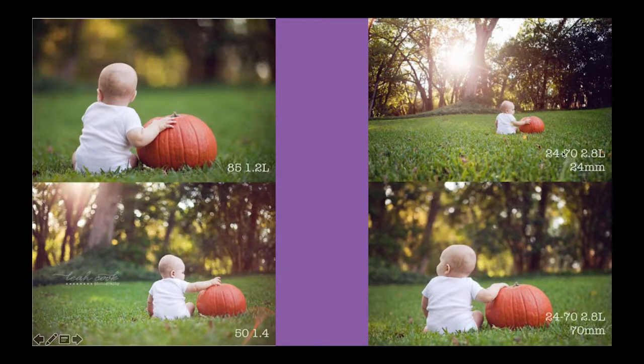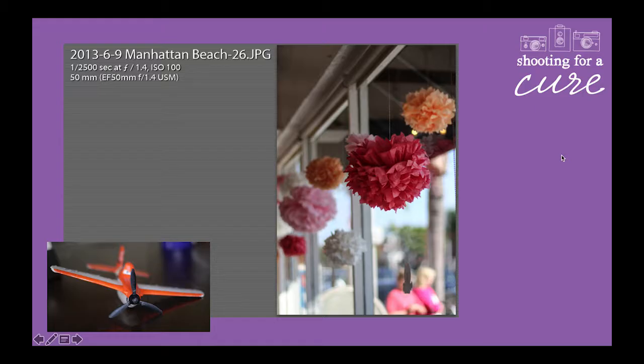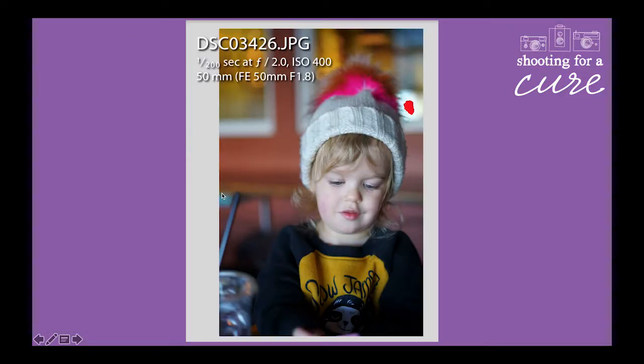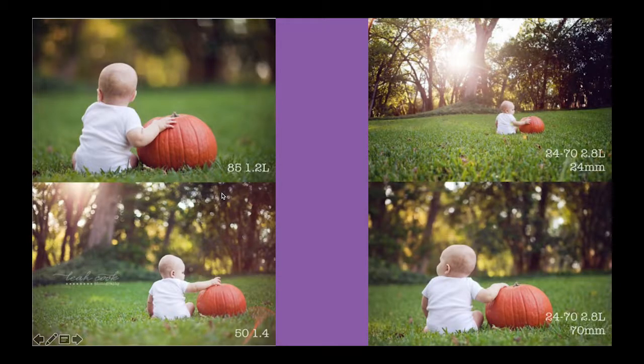Now this is taken with a single lens, a 24-70 2.8. So it means it goes to 2.8 at 24, which is wide, and then 70, which is kind of between these.